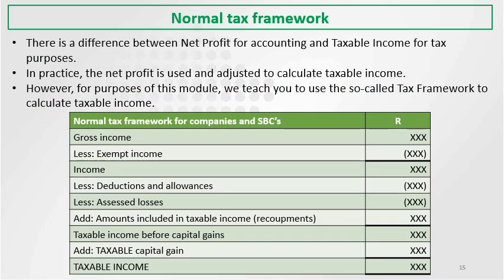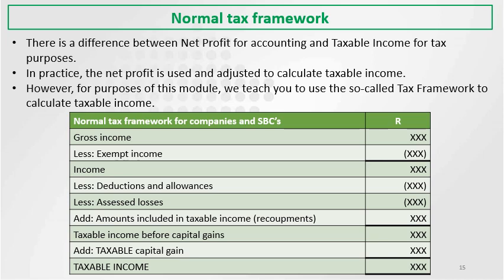Your tax framework starts with gross income, and as previously mentioned, gross income is a term that is defined in Section 1 of the Income Tax Act, but it has also led to many court cases because the interpretation is not so simple. You start with gross income. From gross income, you need to deduct any income that is specifically exempted from tax, and that will give you a figure for income. And income is also a defined term in the Act. From income, you must deduct deductions, allowances, and assessed losses.